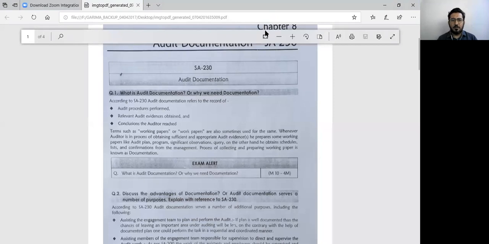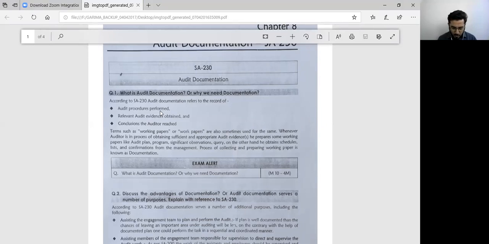So underline the word, it refers to record of. Audit documentation is nothing but a record of what audit procedures you have performed. तो जो भी audit procedure आपने perform किए उसको आप properly document करते हो, वो record को हम क्या कहते हैं? Audit documentation कहते हैं.